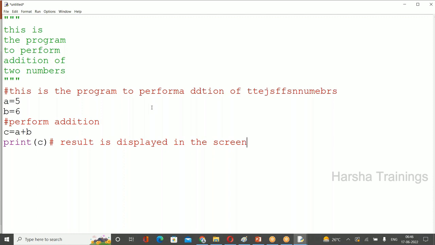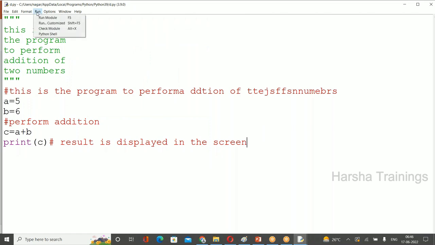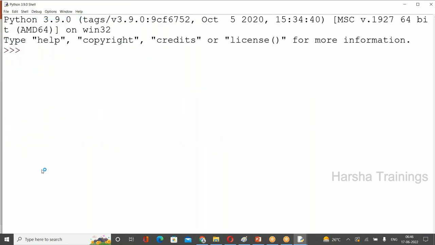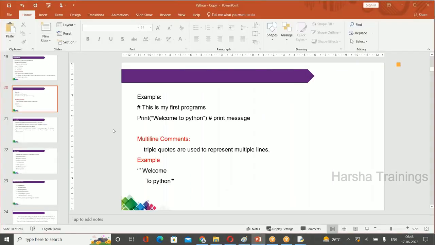You can write any number of comments in a program. There is no restriction on the number of lines. See this one, the program is executed perfectly, but the comments are not displayed. That is one of the important points related to comments.